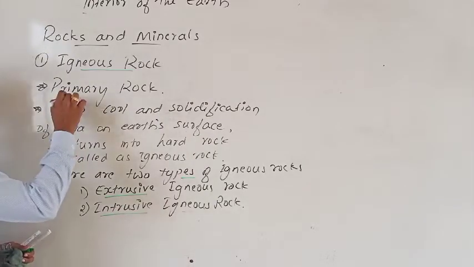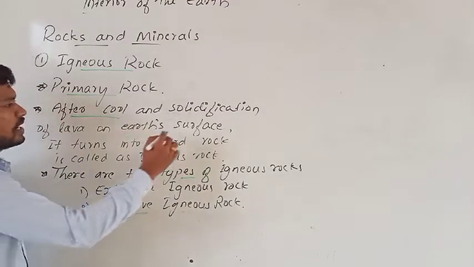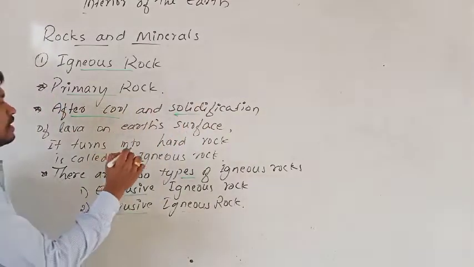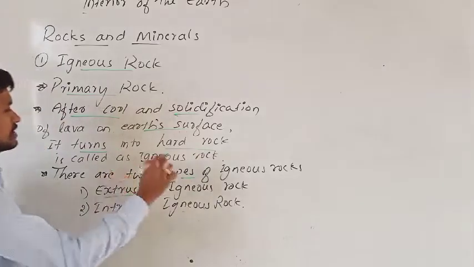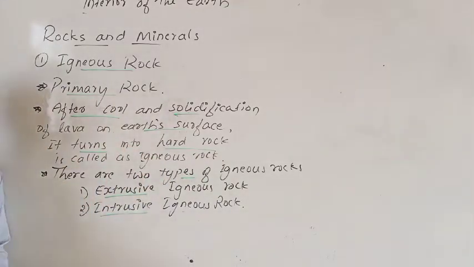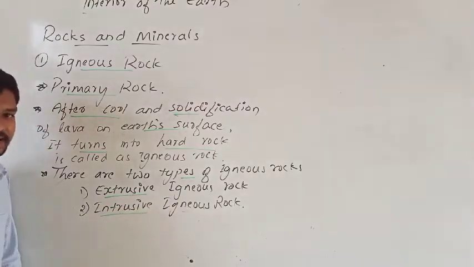Igneous rock is primary rock, as we discussed. After cooling and solidification on the Earth's surface, it turns into hard rock, and is called igneous rock. So this igneous rock has two divisions, or two types of igneous rock are found. One is extrusive, another one is intrusive rock. Right? Is that all?